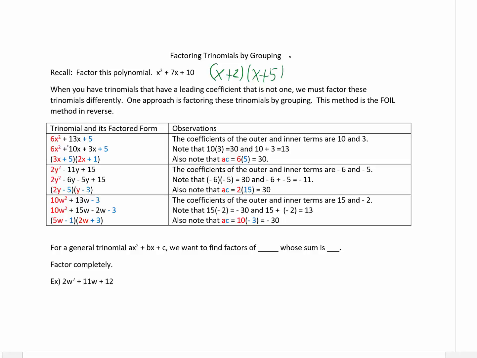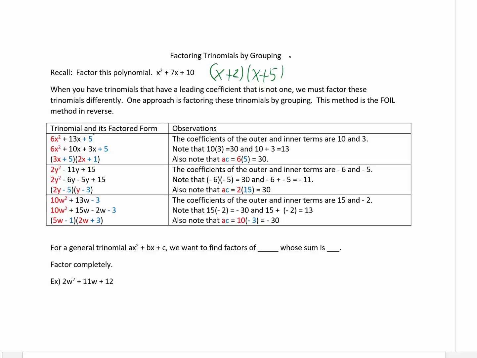With 6x squared plus 13x plus 5, notice the coefficients of the outer and inner terms are 10 and 3. Also note that 10 times 3 is 30, and 10 plus 3 is 13. And also note that a times c, which is 6 times 5, is equal to 30.